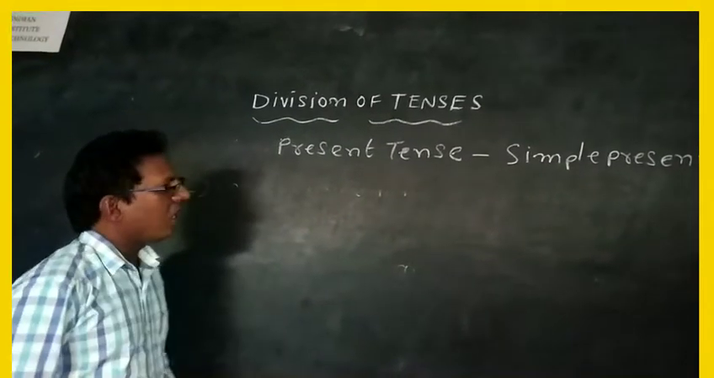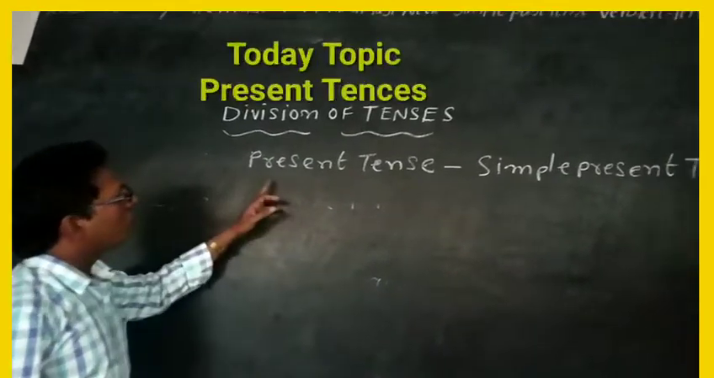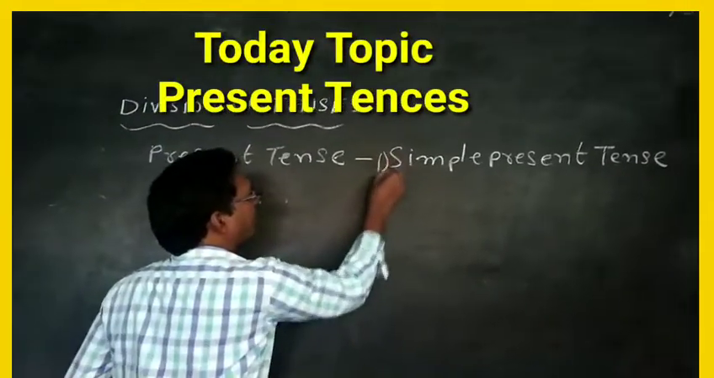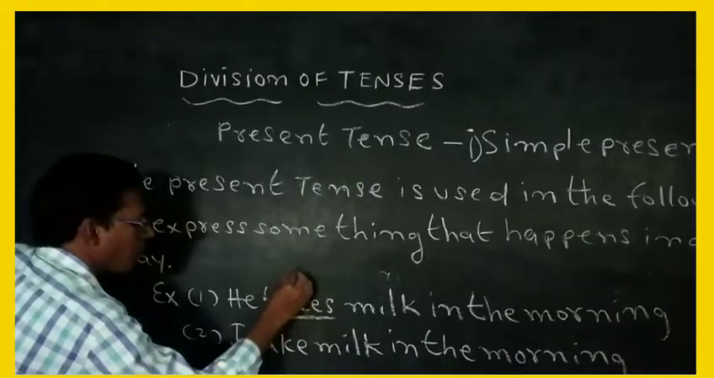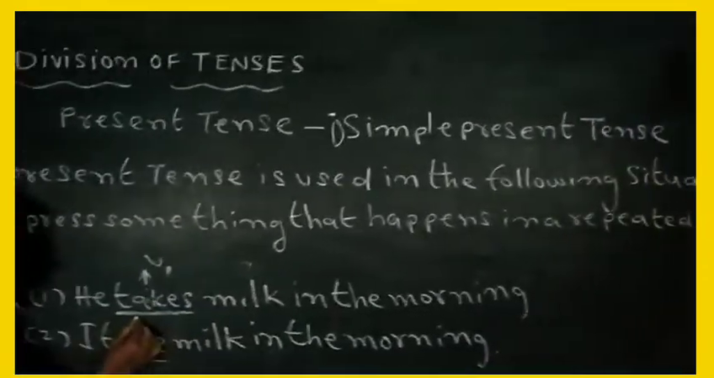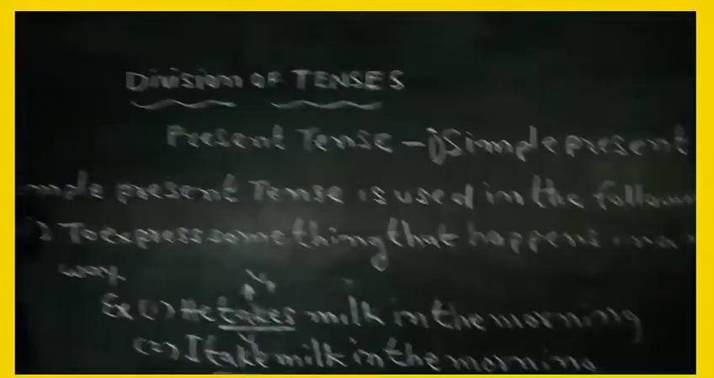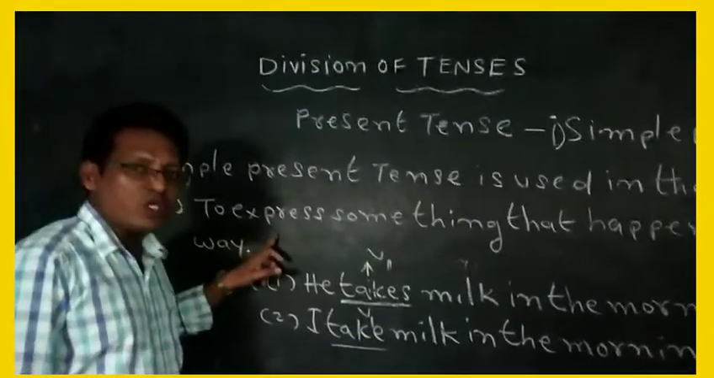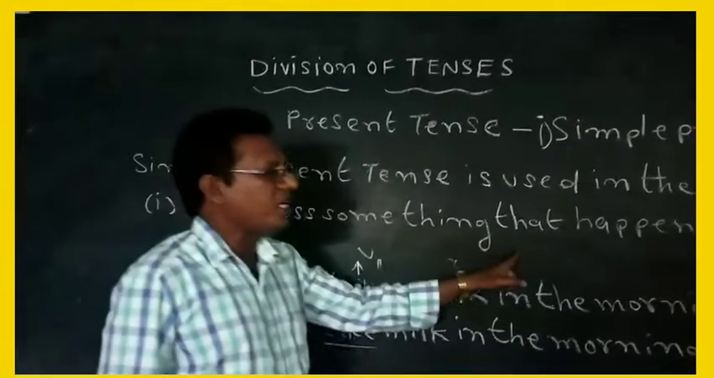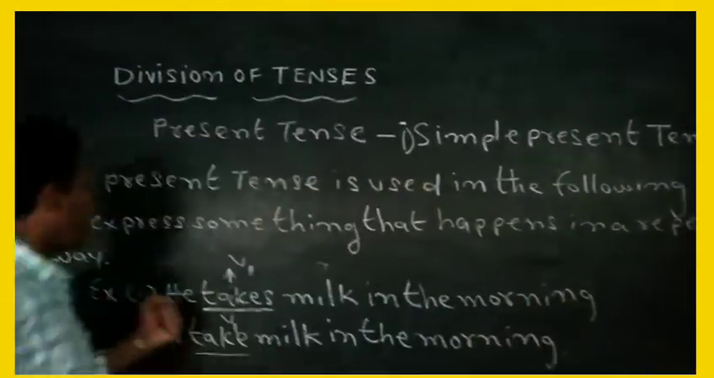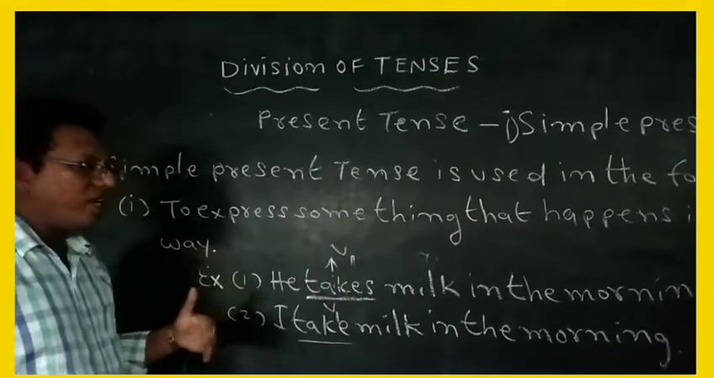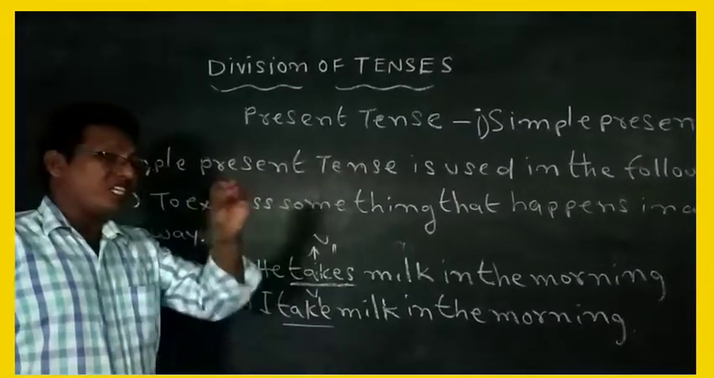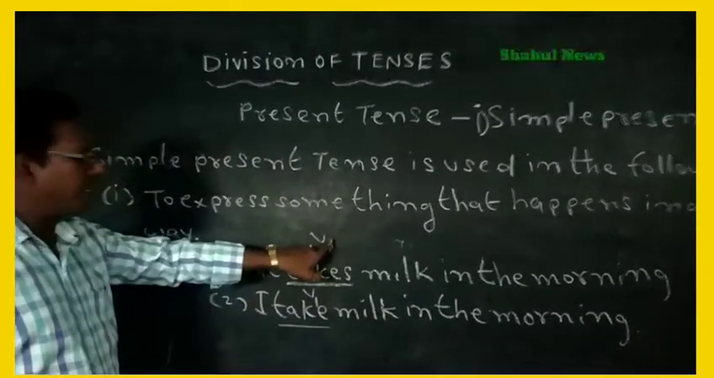In today's class, I will explain in detail about the division of present tense. First of all is simple present tense. Simple present tense we use to express something that happens in a repeated way. For example, every day we take coffee, milk, tea, something as a habit. So in such cases we have to use simple present tense.